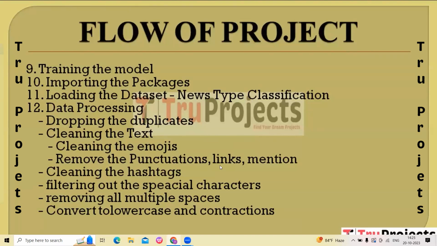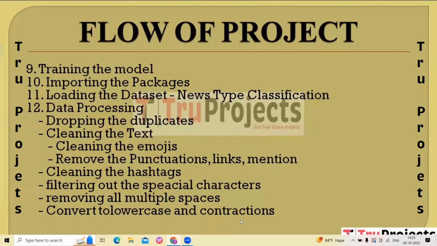Second, in this we have removing punctuation, like links and mentions. Remove punctuation marks, hyperlinks and user mentions to focus on the text content. Then we have cleaning the hashtags. Eliminate hashtags if they are not relevant to the classification task. Filtering out the special characters. Remove any special characters or symbols that do not provide valuable information for the classification. Removing all multiple spaces. Replace multiple consecutive spaces with a single space to standardize the text.